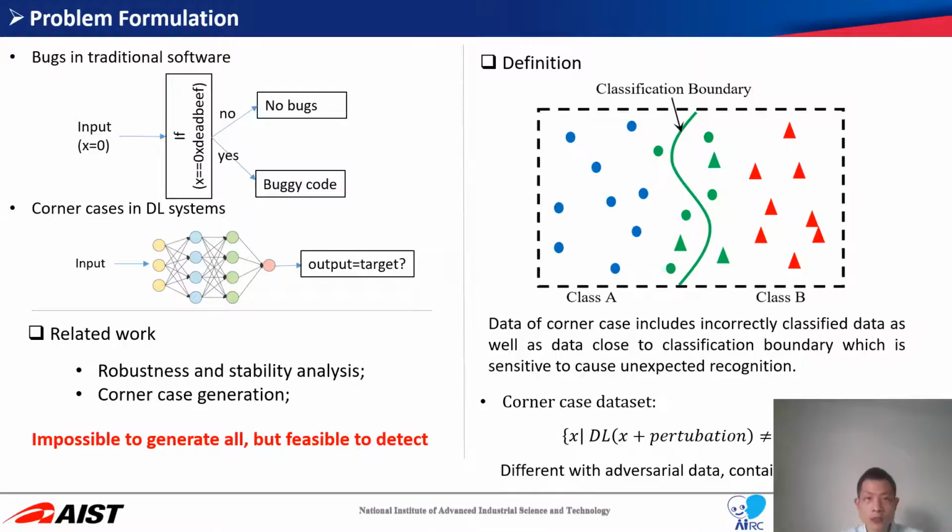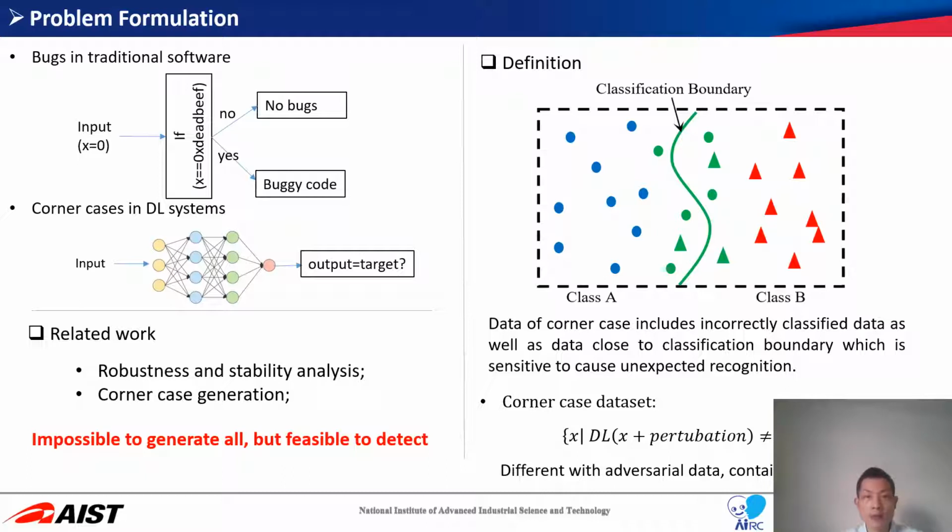Bugs in traditional software and DL systems are different. In software, bugs are related to the programming code, but DL systems are trained based on data. So there are erroneous behaviors related to data itself. We can call this data as corner case data.